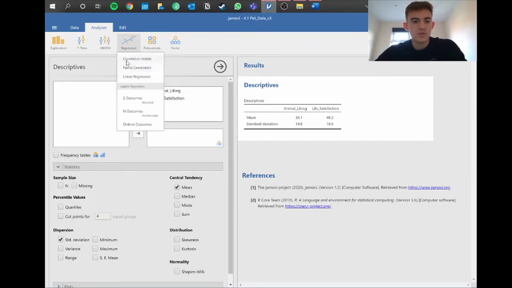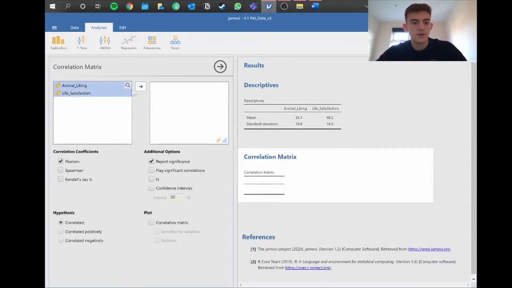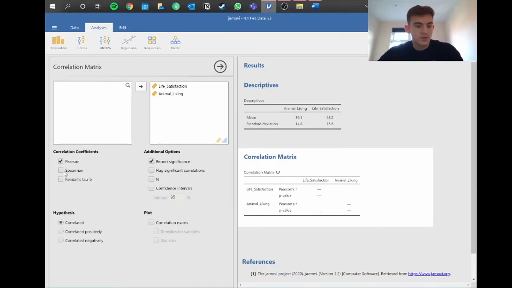So we've got that. If we go into regression here and we go correlation matrix, cool. And then if we just pop in these two, here you can see we've got Pearson's. Because our p-value is above 0.05, we can use Pearson's, but if it was below, we would use Spearman's. Then we pop in our life satisfaction and animal liking, and we get a statistic here. Obviously we can't have a correlation between life satisfaction and itself, so we get the animal liking and life satisfaction value here.